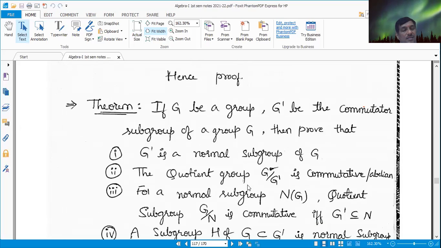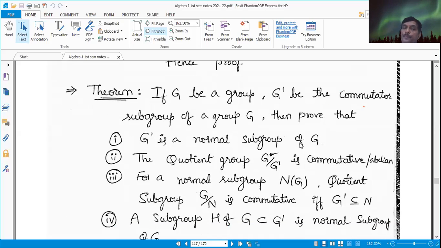And one more theorem. I am not proving this, but you must remember the statement. Somewhere we can utilize it. Let G be a group and G dash be the commutator subgroup of G. Then prove that G dash is a normal subgroup. You can prove it easily. And the quotient group G by G dash is commutative, that is abelian. How do the elements look in the quotient group? They are in the form of cosets. You can use the coset form and you get a proof for this.